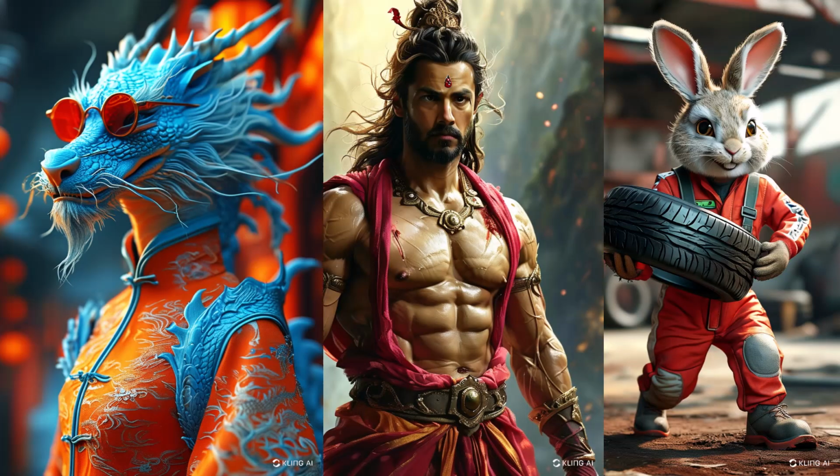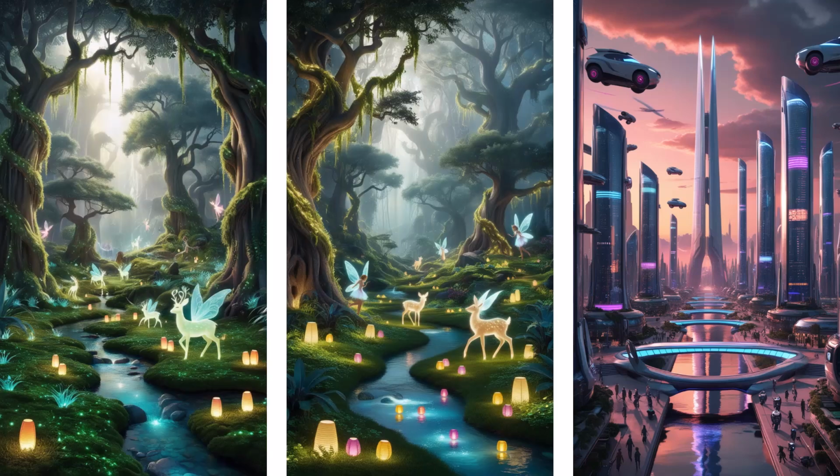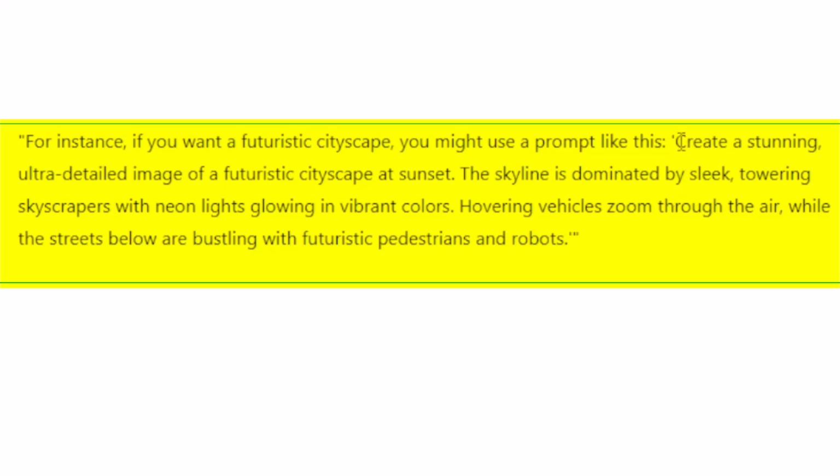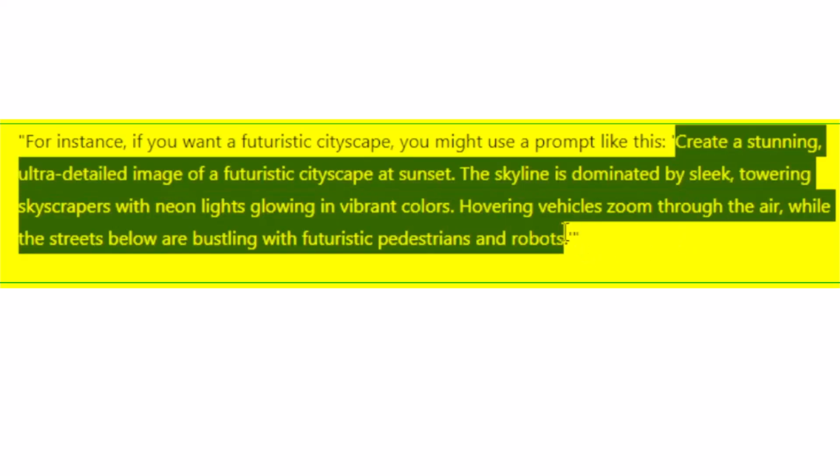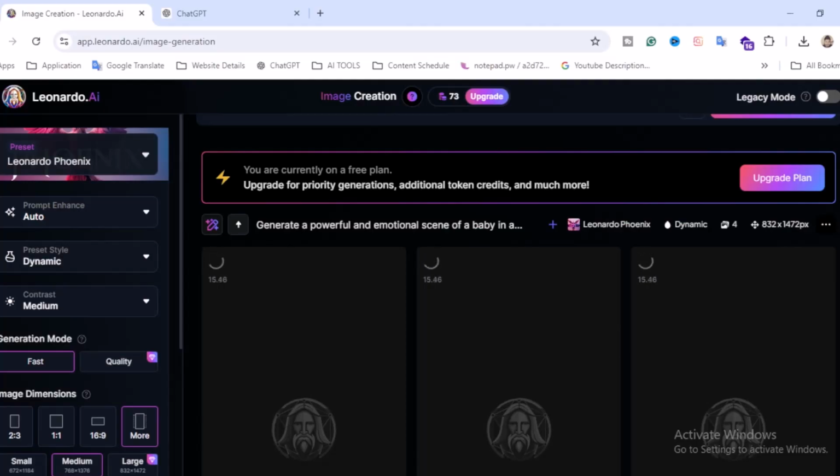And the key to creating viral images is the prompt you give the AI. For instance, if you want a futuristic cityscape, you might use a prompt like this: create a stunning, ultra-detailed image of a futuristic cityscape at sunset. The skyline is dominated by sleek, towering skyscrapers and neon light glowing in vibrant colors.